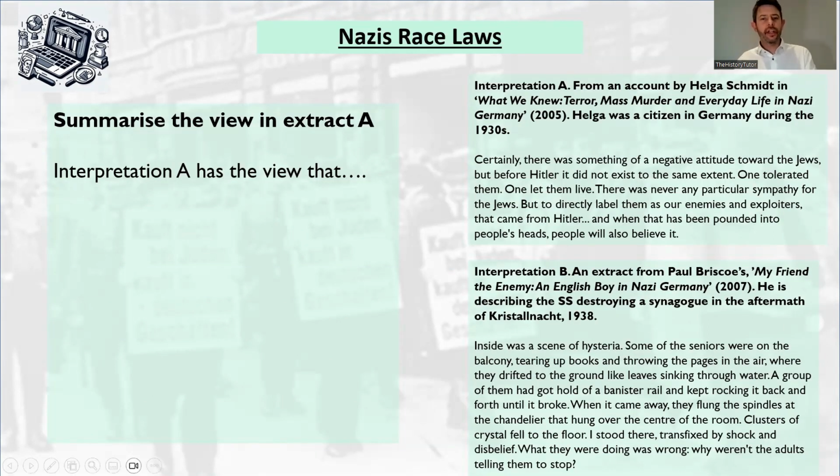Okay, let's give this a go, shall we? And write the answer. You're welcome to pause and give this a go. Read through extract A and summarize it in one sentence. What is the message of A? Give it a go now. Okay, so here's what I've come up with.